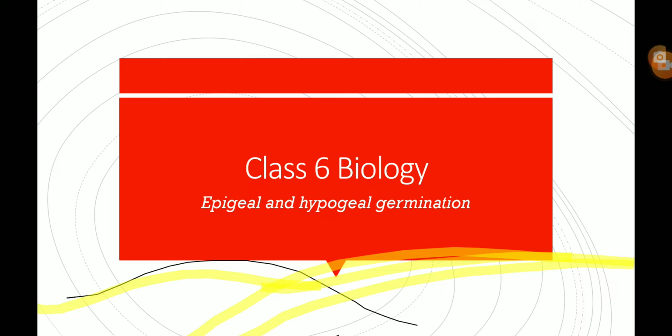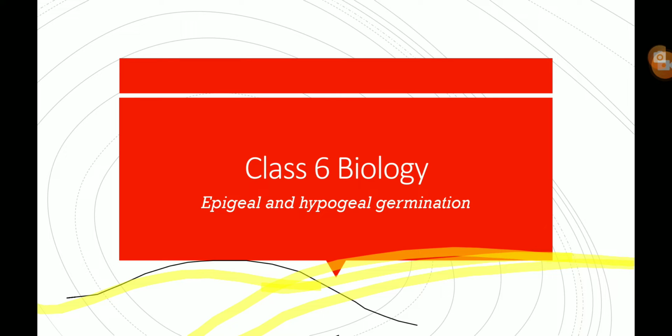In continuation with the chapter The Flower. Students, in my previous video, I have already explained to you all about types of seeds, in which I explained about monocot seeds with only one cotyledon and dicot seeds which have two cotyledons. And also I have explained the conditions necessary for germination, that is, how a seed is germinated.